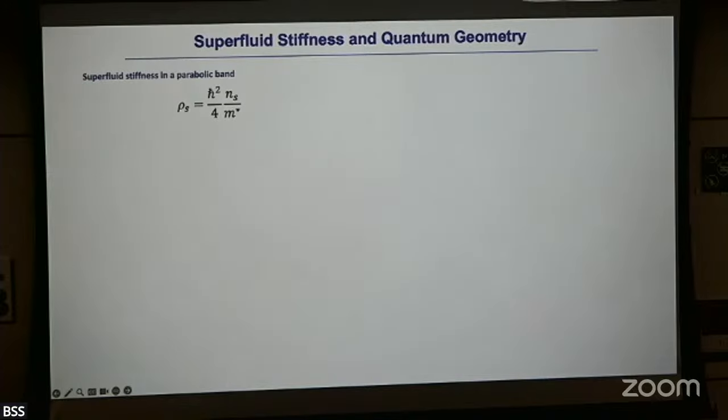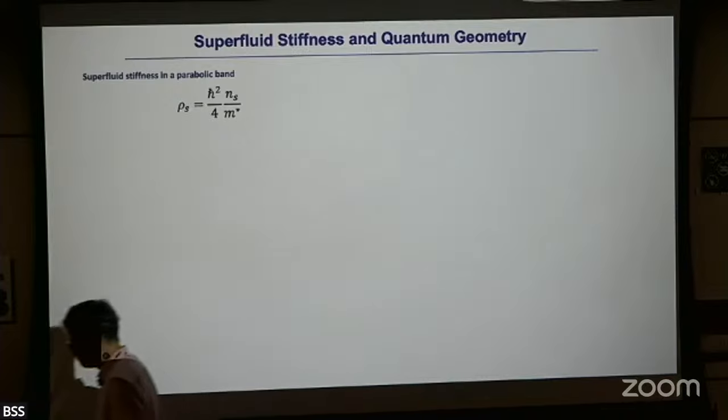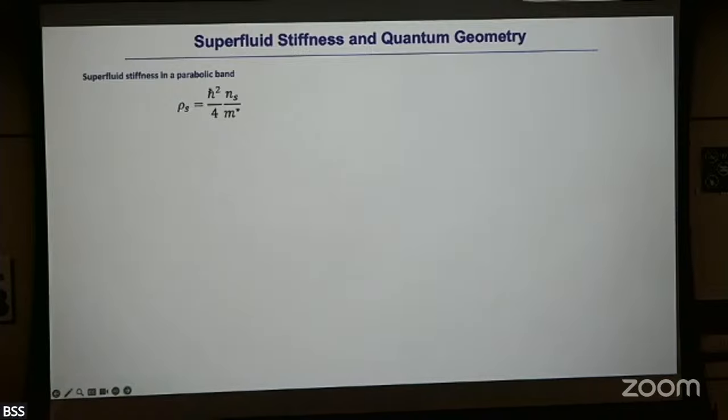Now I want to go back to the questions that Andre mentioned about the size of the superfluid stiffness itself, right? So let's look at the stiffness of the parabolic band, and I claim that it is like this for the flat band graphene system.